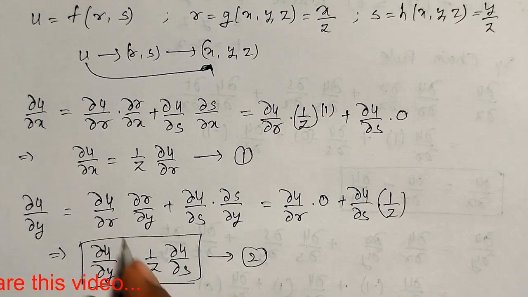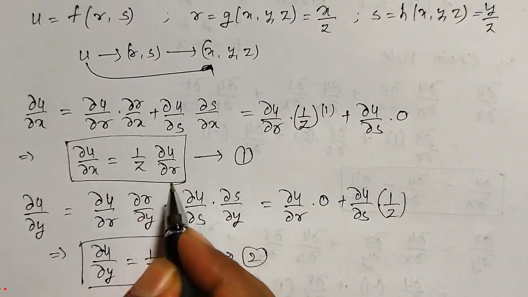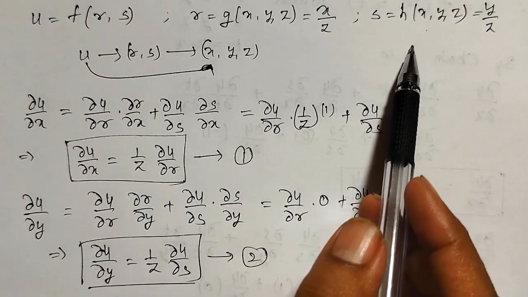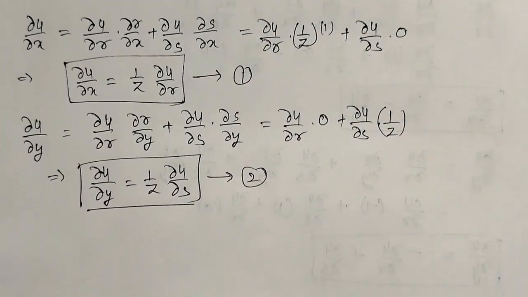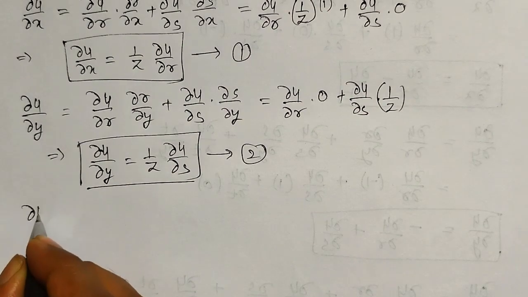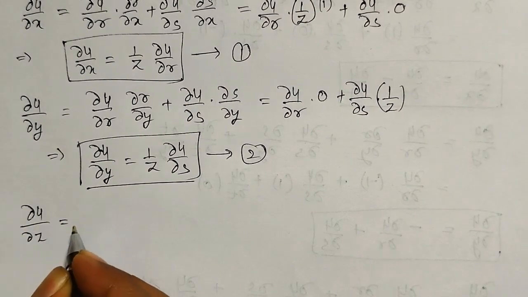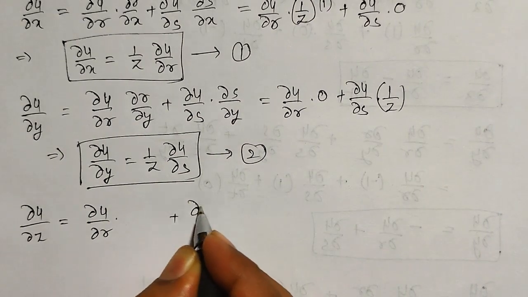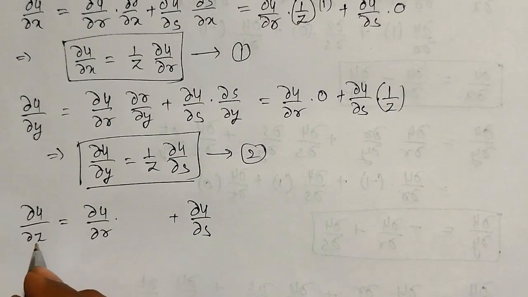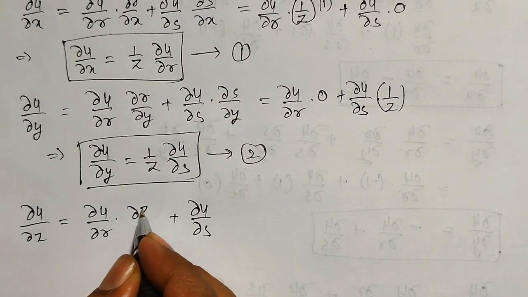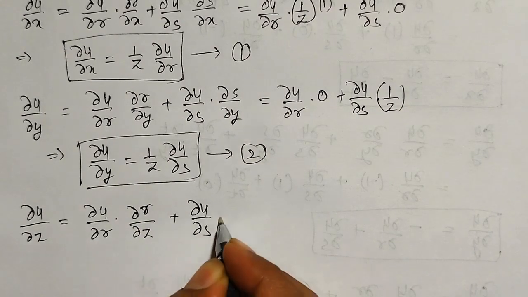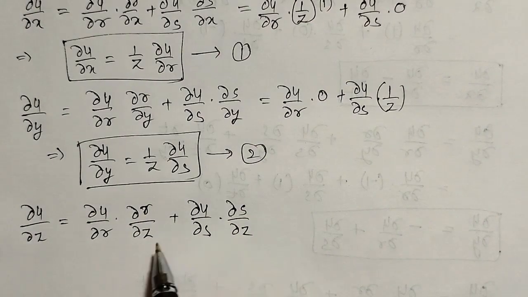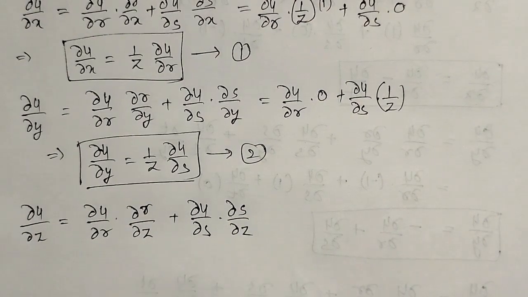∂u/∂y, ∂u/∂x. Then using these two definitions I will find out ∂u/∂z also. Let me write here next, ∂u/∂z is equal to ∂u/∂r and ∂u/∂s, but I want with respect to z. Therefore, it is ∂r/∂z and ∂s/∂z, because both r and s are functions of z also. Therefore, I can write this.